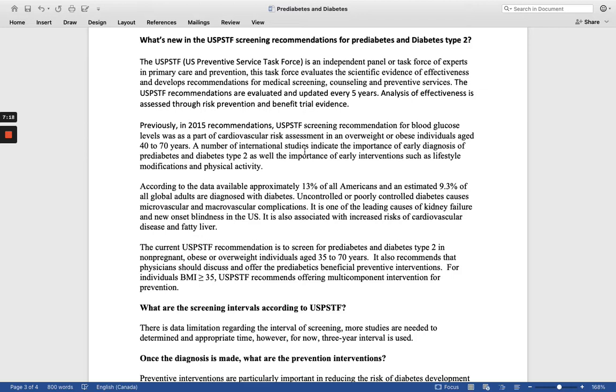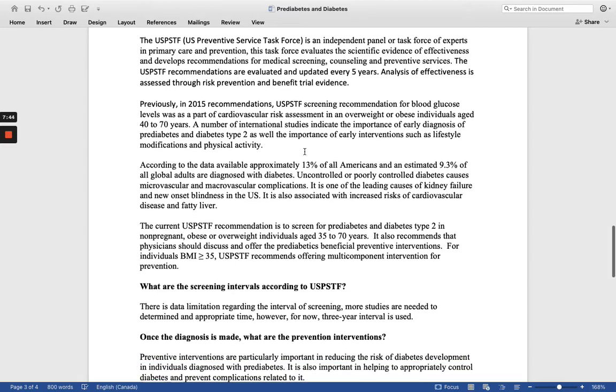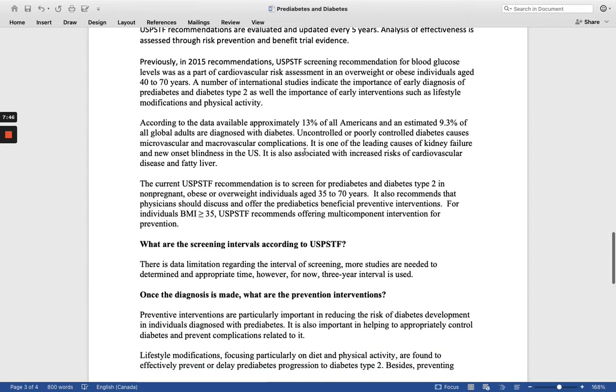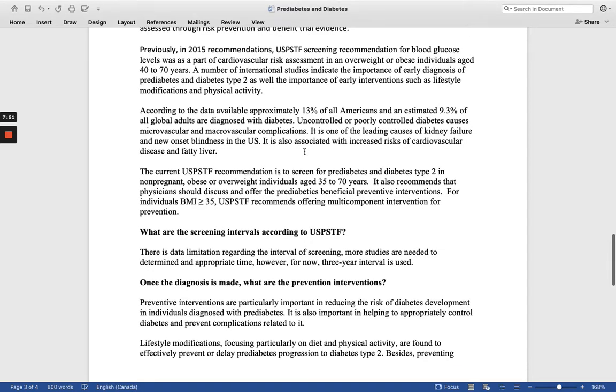Okay. So previously, according to the USPSTF, they did not have a proper screening for diabetes or prediabetes. What they used to do was have a blood glucose level as part of cardiovascular risk assessment in overweight people or obese people ages 40 to 70. Okay, so they did not have an exclusive screening system for diabetes or prediabetes. It was just a part of cardiovascular screening.